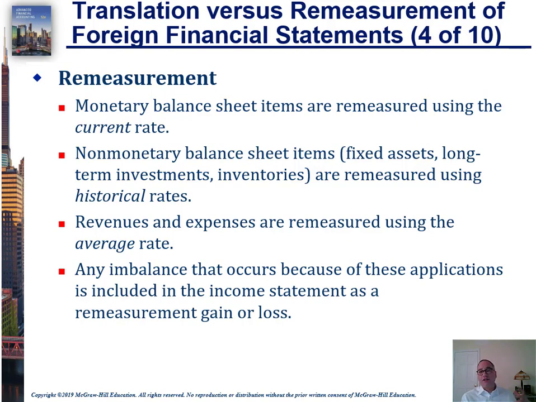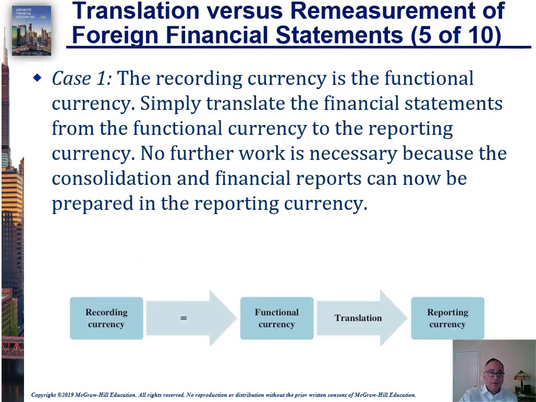So, for example, let's say you bought a couch 5 years ago. You would convert it over at the translation rate 5 years ago. Revenues and expenses are also remeasured using the average rate. And any imbalance doesn't go to other comprehensive income. The imbalance goes as a remeasurement gain or loss directly to income. So, for example, let's suppose the recording currency is the functional currency.